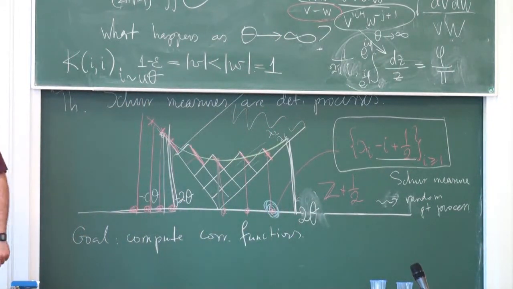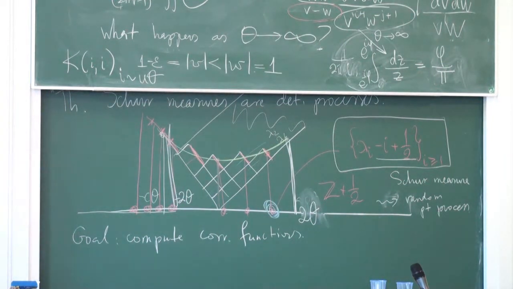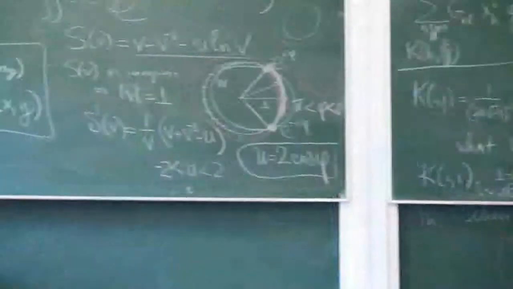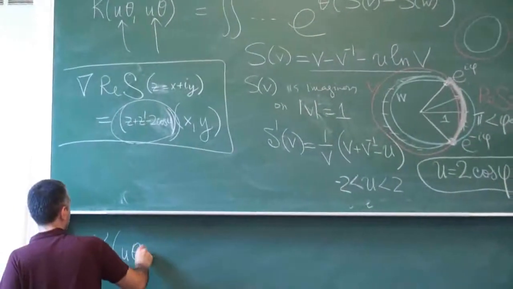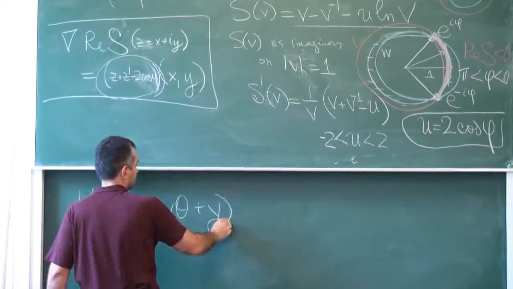So the density is not a complete solution to the problem, but if you follow the argument with the contour deformation, getting more detailed information is actually trivial. So here I computed the density. What happens if I now compute k of u theta plus a shift, v theta plus another shift?